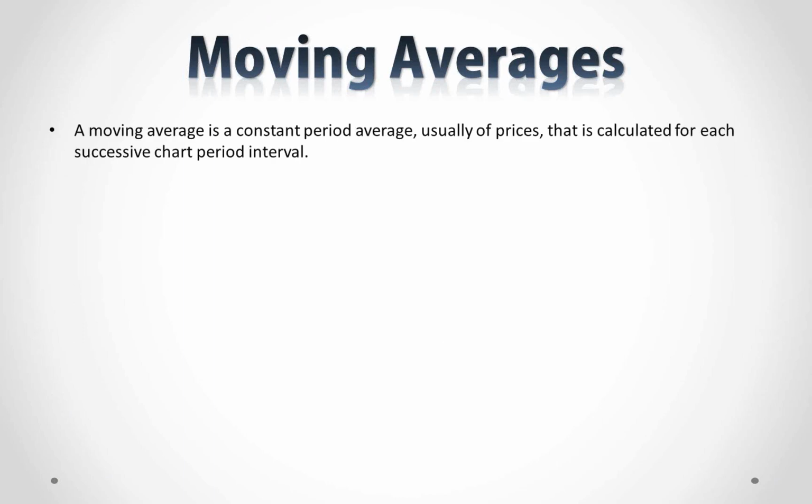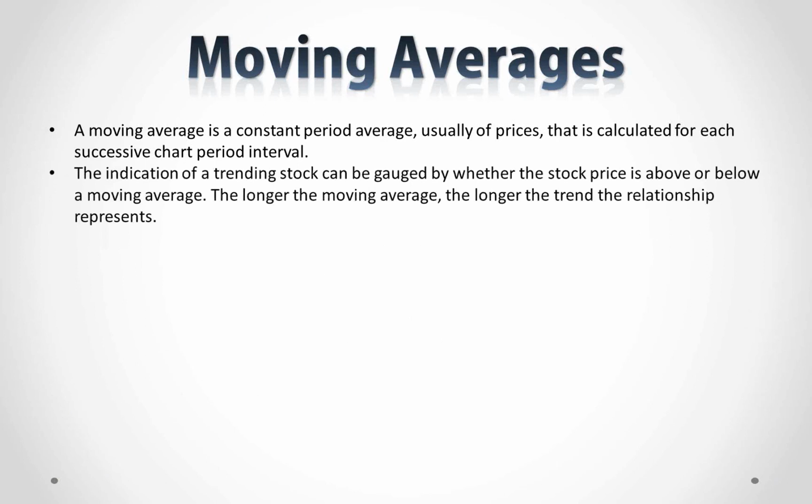All right. A moving average is a constant period average, usually of prices, that is calculated for each successive chart period interval. So, for example, a 20-day moving average is going back the past 20 days, adding all the price bars from each day together, and then dividing that by 20 to get an average of them. Each successive period, it recalculates, and you come up with a moving average that is plotted on your chart.